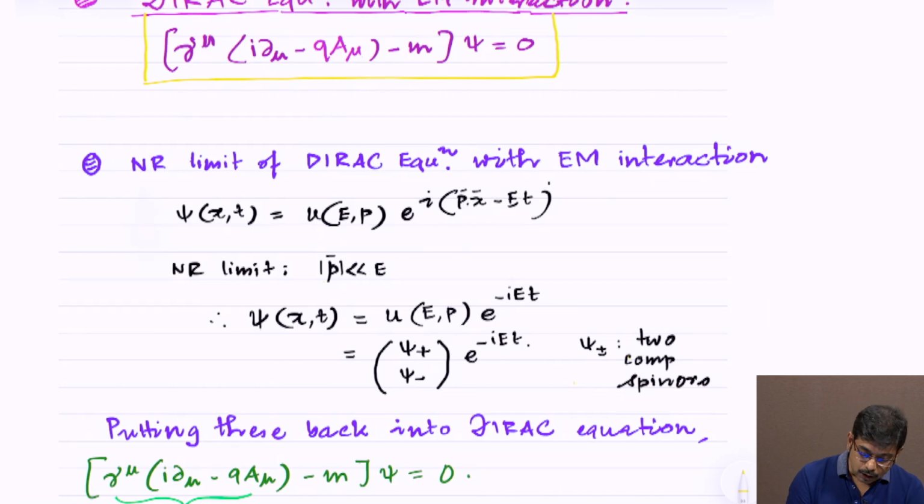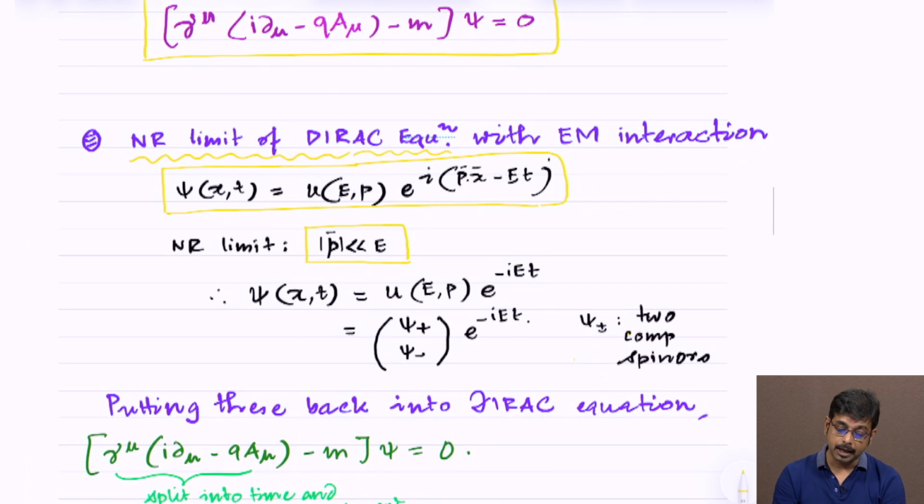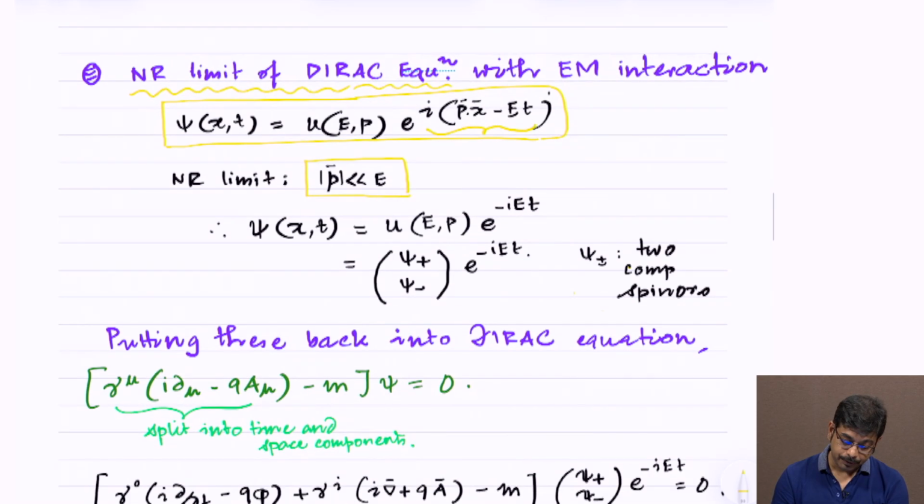Let us take a non-relativistic limit of the Dirac equation. So, non-relativistic limit means what? That when the momentum of the particle is much less than the energy of the particle. Now, in general, if you remember, the spinorial solution of this Dirac equation, psi(x,t), can be written in terms of the particle spinor u(E,p) into the wave function part, which is simply e to the power i(p·x minus Et), right.